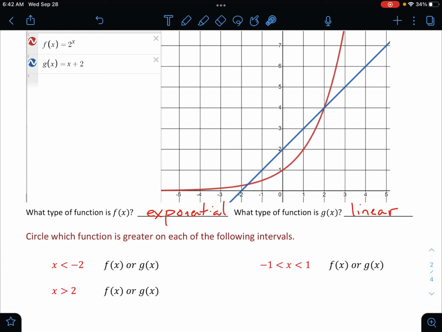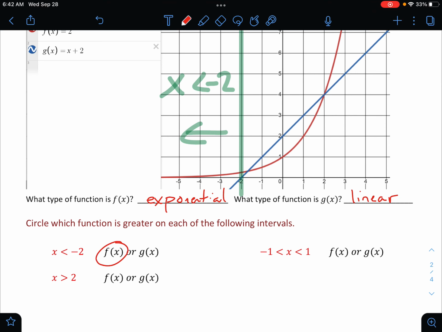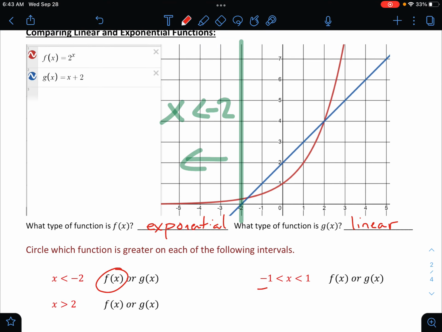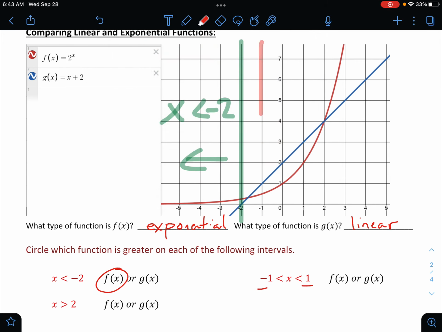So where x is less than -2. Okay, so -2 is right here for the x value. On this side, this is x is less than -2, and I would say that the red line, or f of x, is greater at that point. Then it says from -1 to +1. That's going to be from right here to right here. It's that interval, that domain. And as you can see, we have the blue line on top there, which would be g of x.